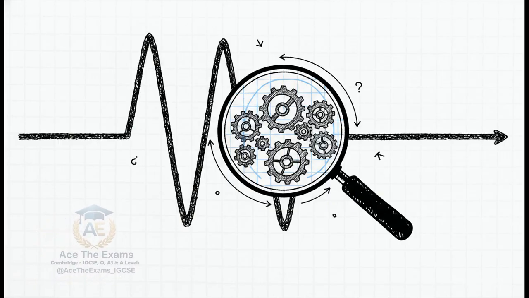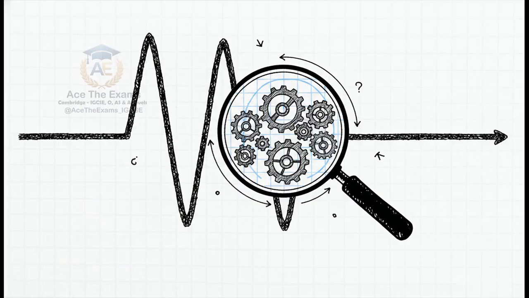We use the PEEL framework. You might know this from essay writing, but it is an absolute game changer in mathematics. PEEL stands for point, evidence, explanation, and link. Let's apply this to a trig graph.